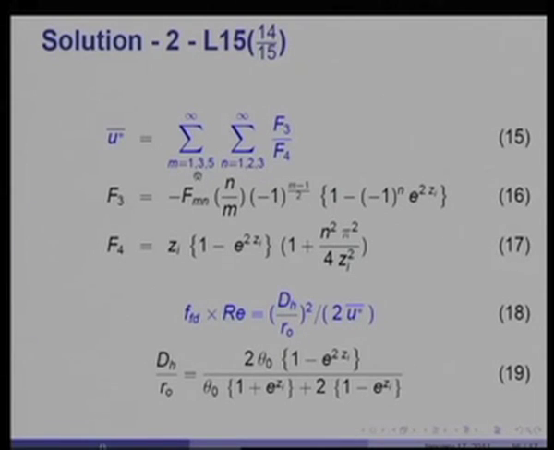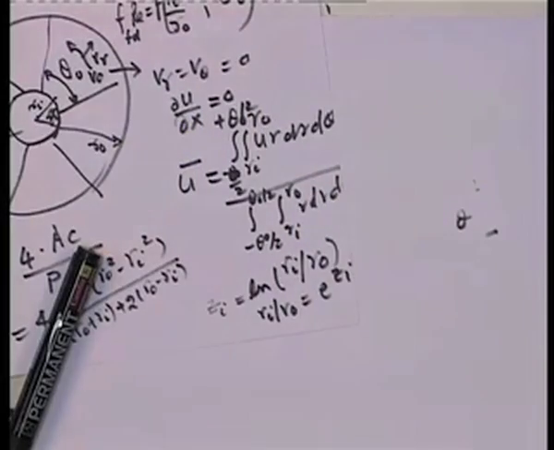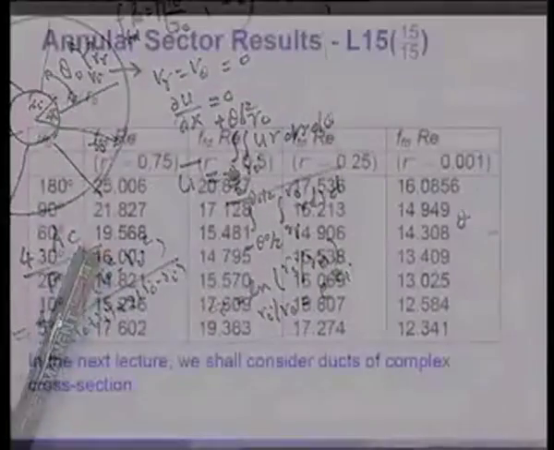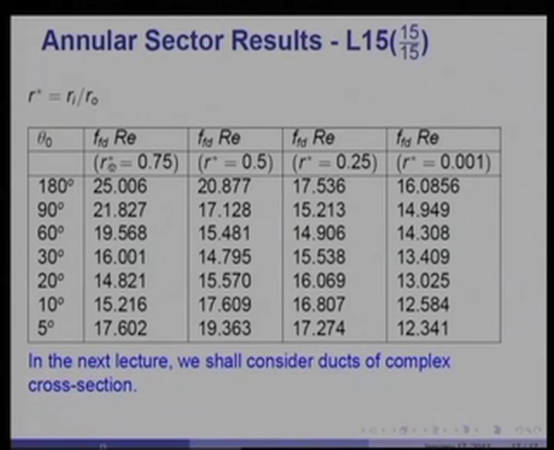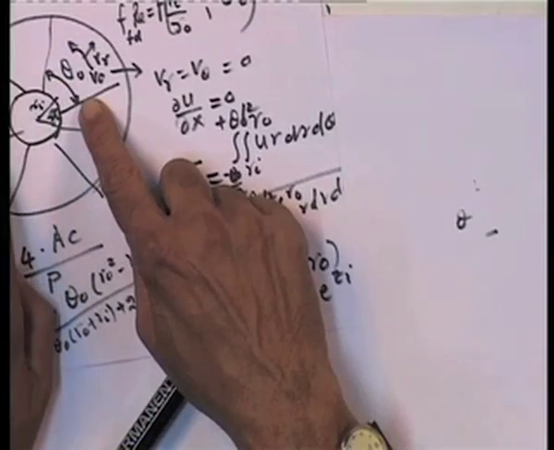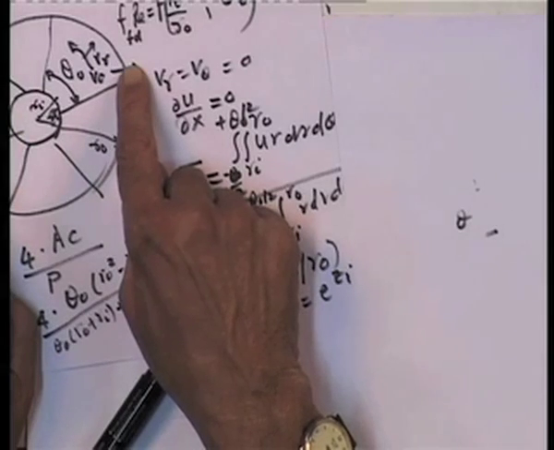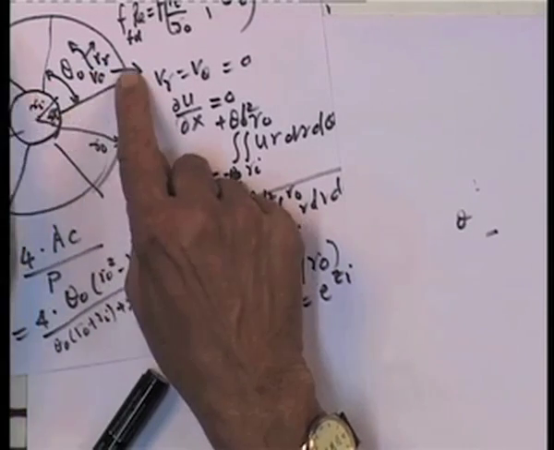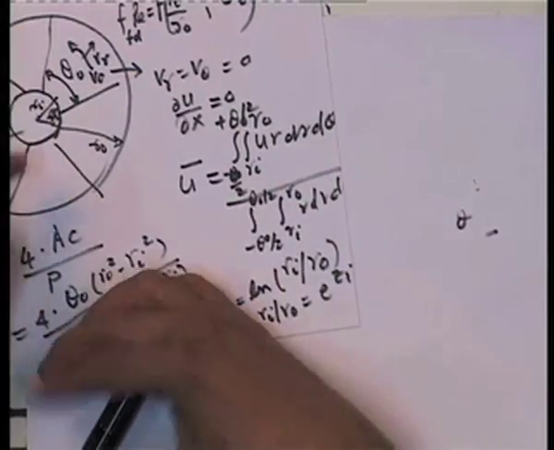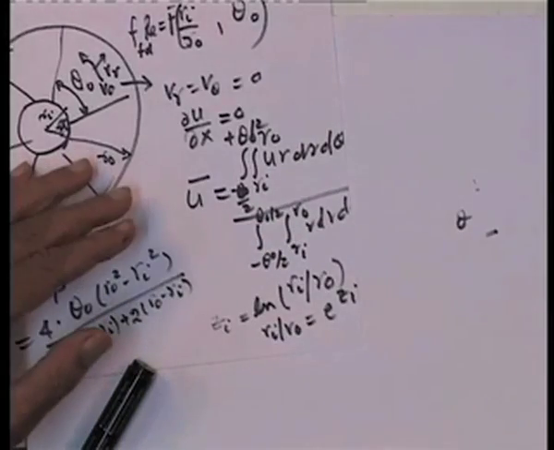So it is possible to evaluate friction factor and Reynolds number as a function of these two parameters, ri/ro and θ0. Here are the evaluations for a few values of radius ratio r star equal to 0.75, ri/ro, 0.5, 0.25 and 0.0001, which is a very small value of course. θ0 equal to 180 degrees will give you a semicircular duct. As you can see here, if θ0 was 180 degrees, that would give you a semicircular duct, and then 90 degrees would give you that kind of a duct, and so on and so forth, coming down to a very narrow angle of 5 degrees.